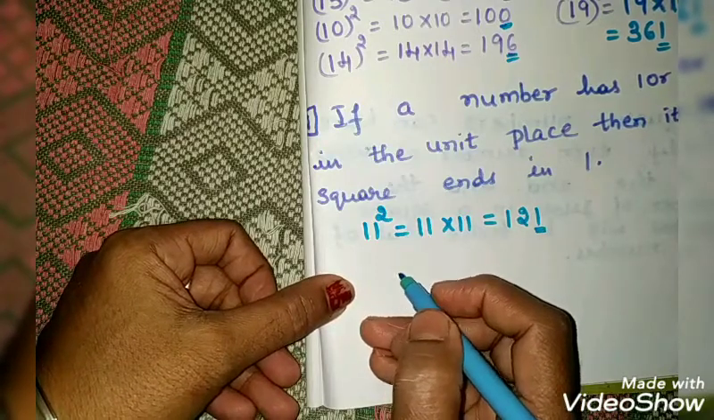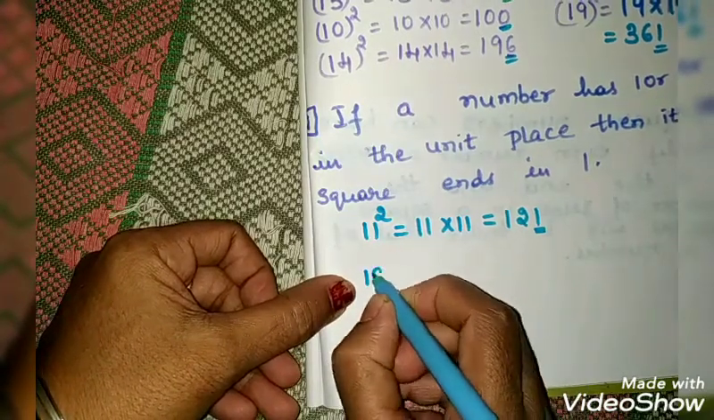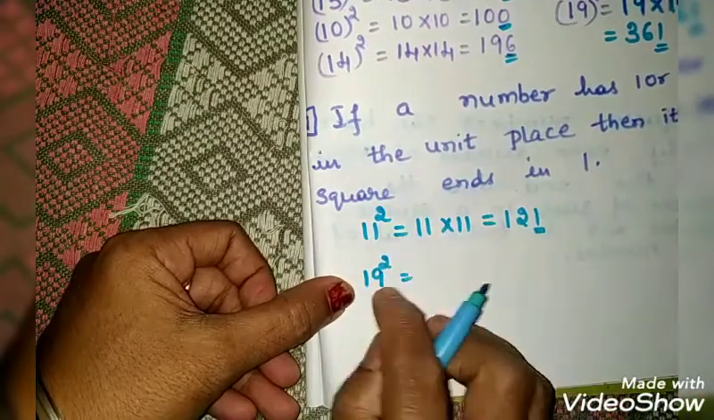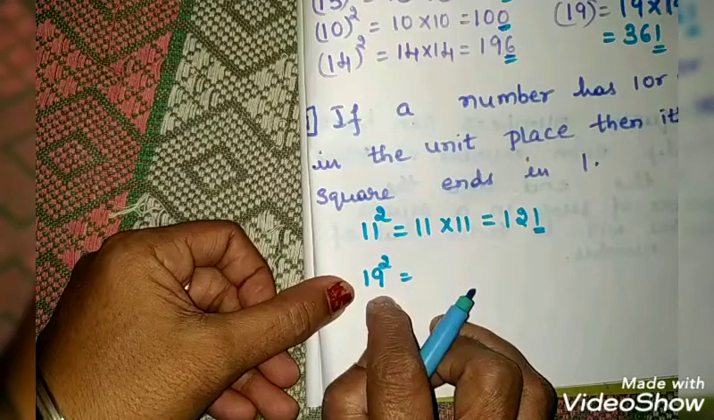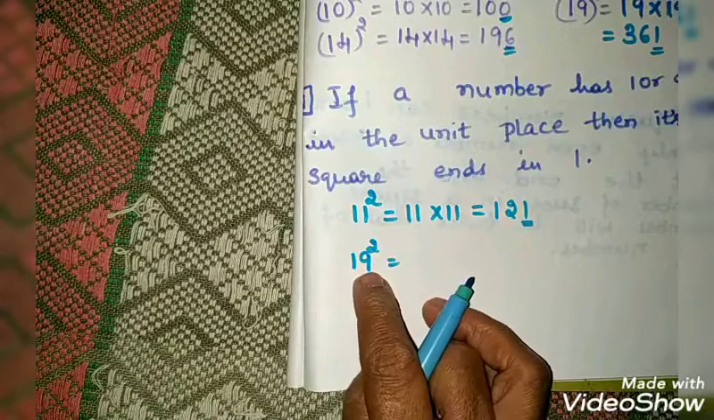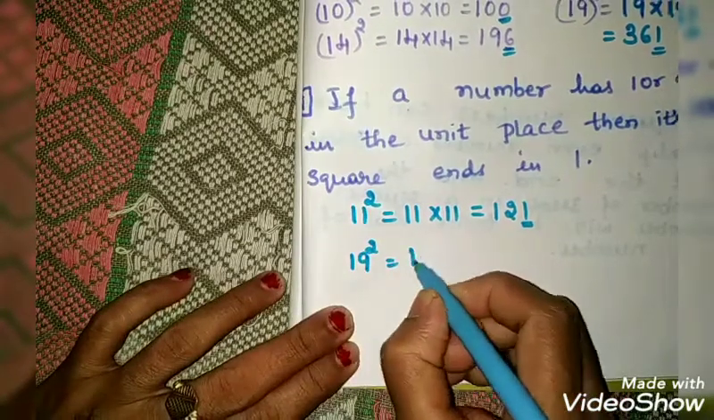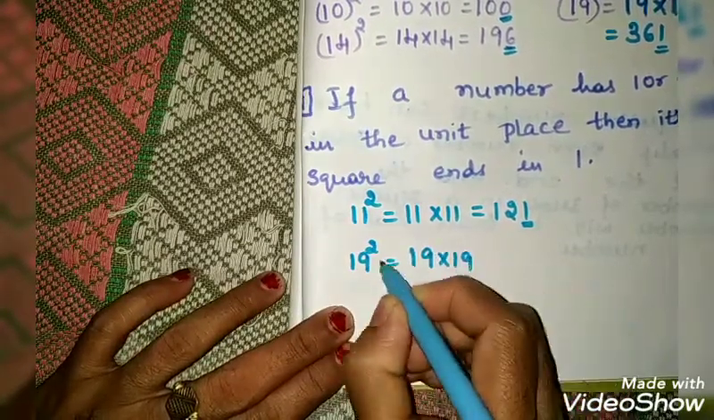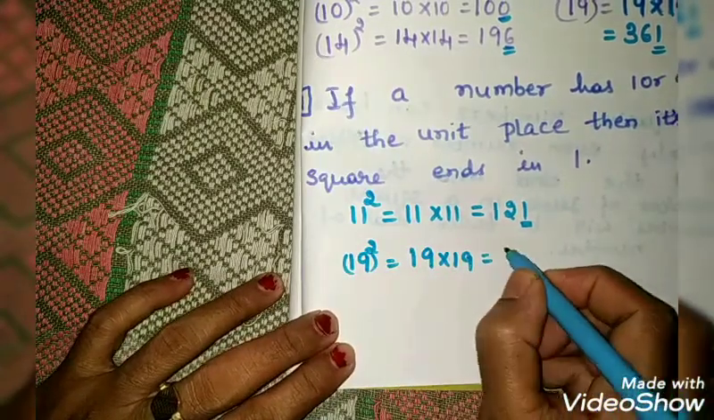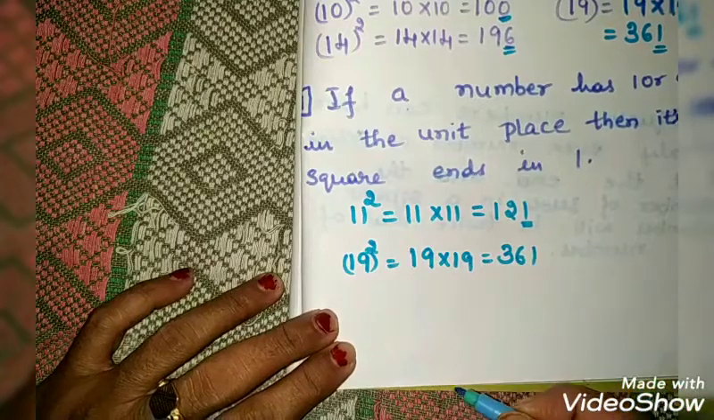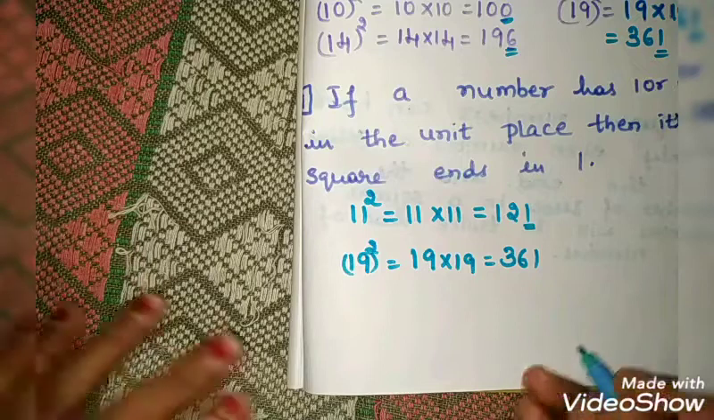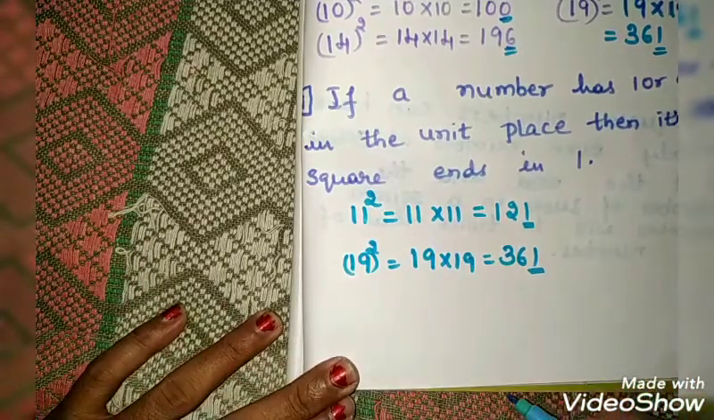Let me take any other example, like in the previous property I have taken 19 square. Okay, here which is the unit place here? Tell me. 9. Yes, 9 is in the unit place. So 19 into 19. Okay, 19 square I am writing here. So it is 19 into 19. How much is it? 19 into 19, 361. So it now ends with 1, right?